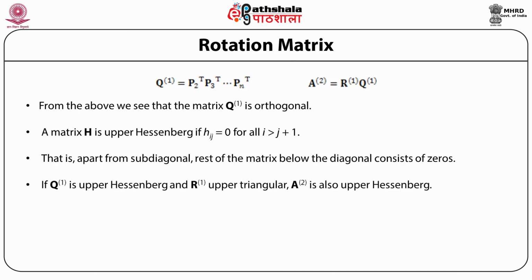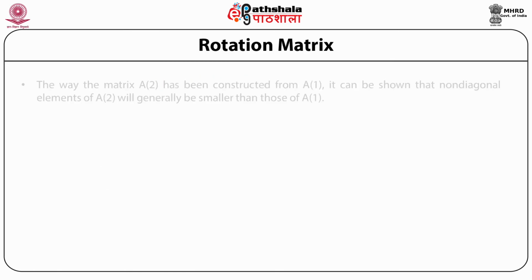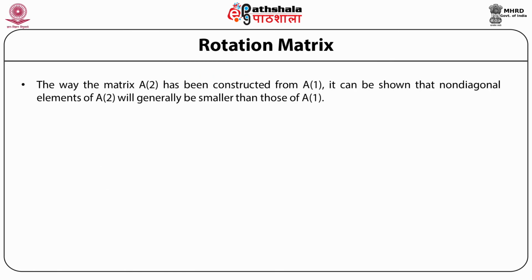If Q^(1) is upper Hessenberg and R^(1) is upper triangular, A^(2) is also an upper Hessenberg. But we know that A^(2) is symmetric, hence A^(2) is in fact tridiagonal. Since the matrix A^(2) has been constructed from A^(1), it can be shown that non-diagonal elements of A^(2) will generally be smaller than those of A^(1). So, A^(2) is closer to being a diagonal matrix.